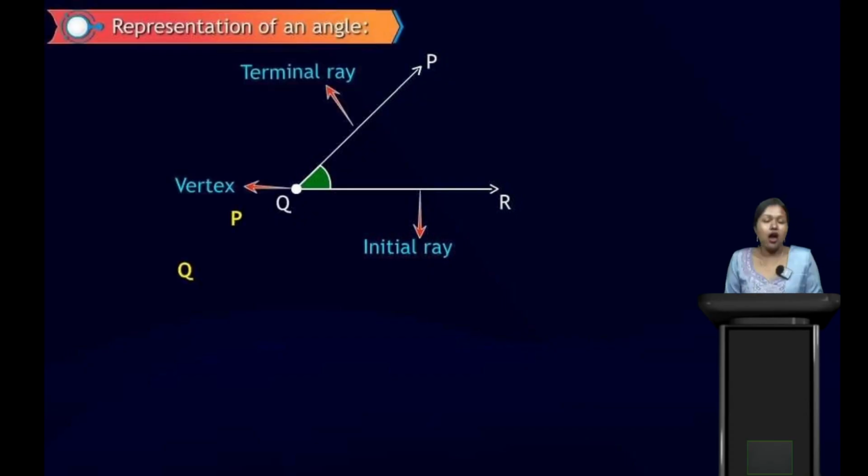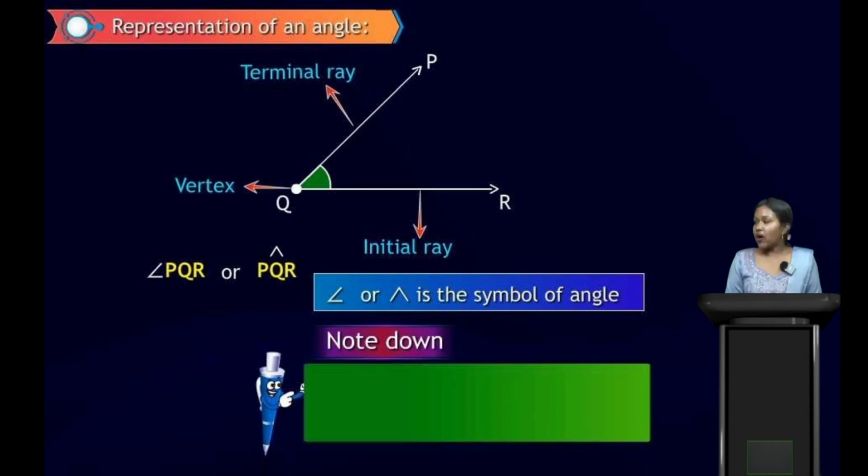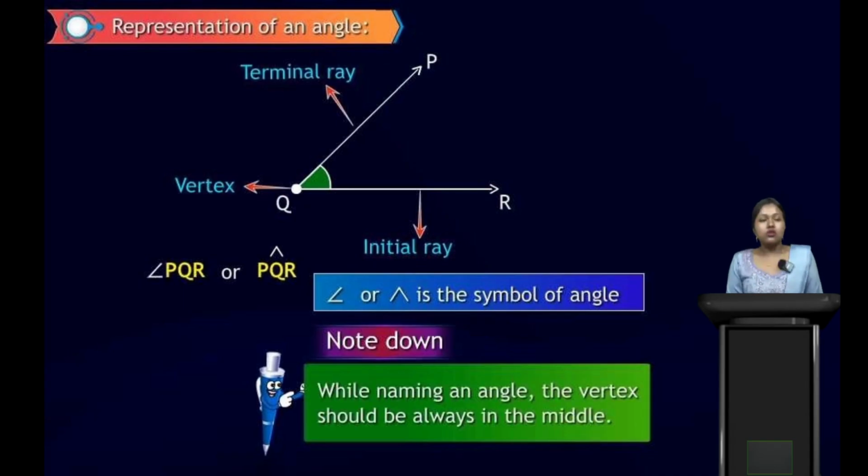So how are we going to represent this angle? Let's see. We can represent the angle with the angle symbol, PQR, or in this way also. So with both of these symbols we can represent one angle. Now you can note it: while naming an angle, the vertex should always be in the middle.